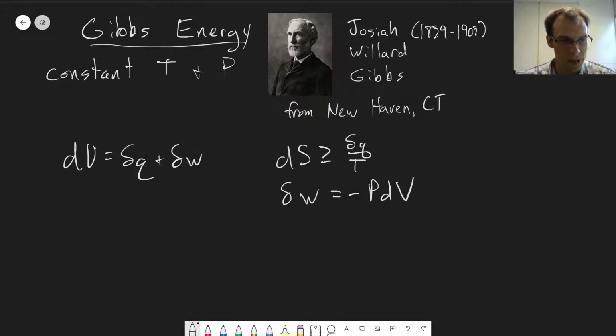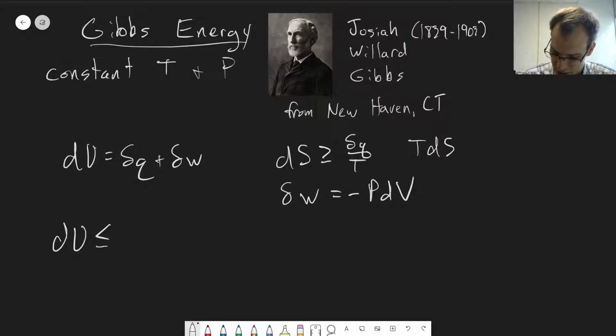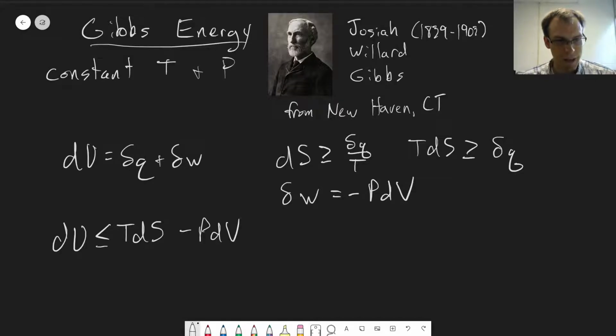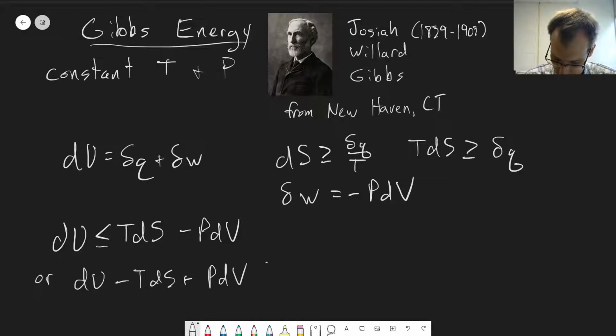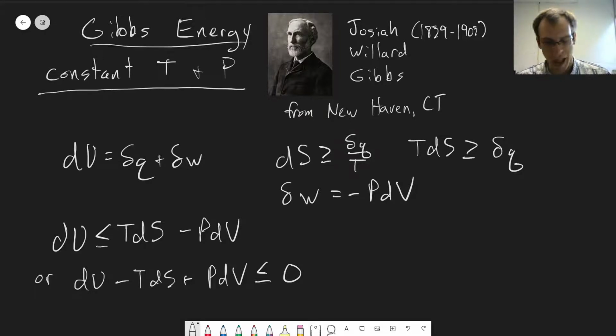So we can go ahead and substitute these in. We can say dU has to be less than or equal to, and we're again going to do the same thing we did before, bring the temperature over, TdS has to be greater than or equal to dq, so we can flip the sign around. So dU has to be less than or equal to TdS minus p dV, and then we can rearrange this to have everything in terms of 0. Right, so we can say dU minus TdS plus pdV has to be less than or equal to 0. And I will again emphasize this is at constant temperature and pressure.